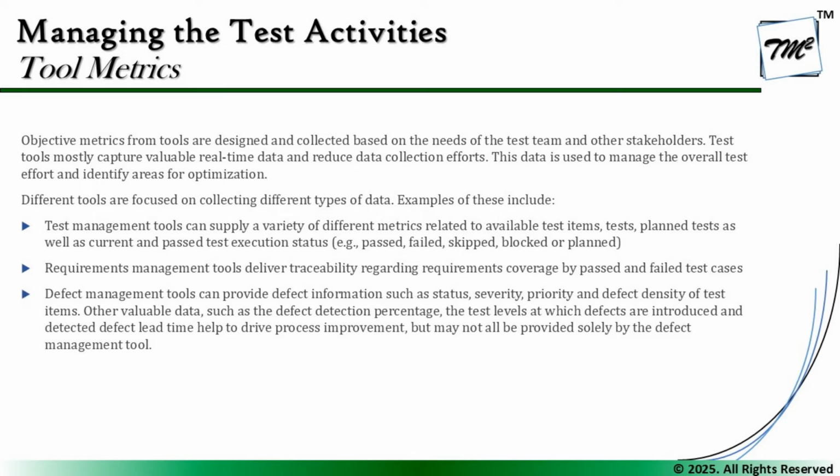So let's get started. The very first thing we are talking about is objective metrics from tools, which are designed and collected based on the needs of the test team and any other stakeholders. The test tools mostly capture valuable real-time data and reduce data collection efforts. This data is used to manage the overall test effort and identify areas for optimization. And I think it's very clear that when it comes to the tool, we feed every single piece of information in it as they are performing the required test activities.